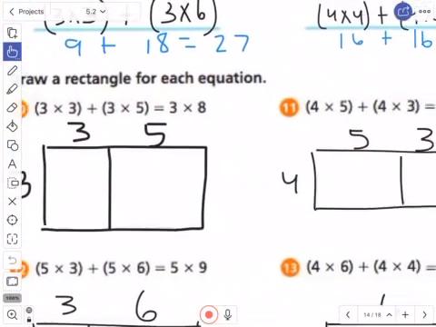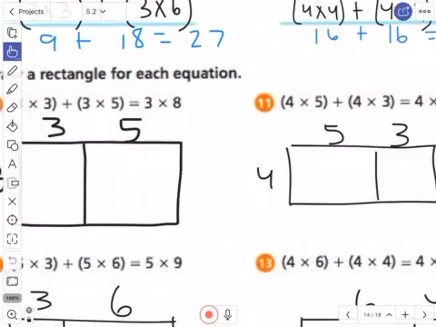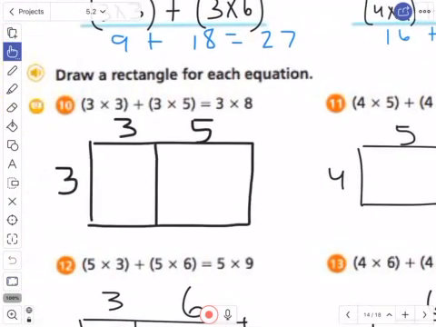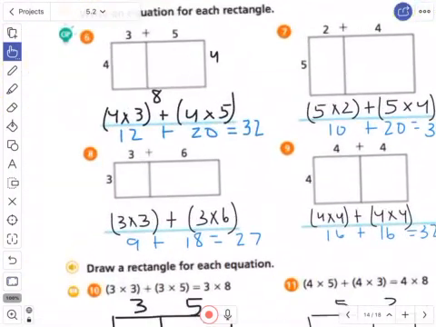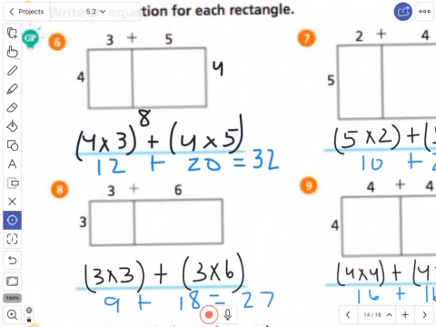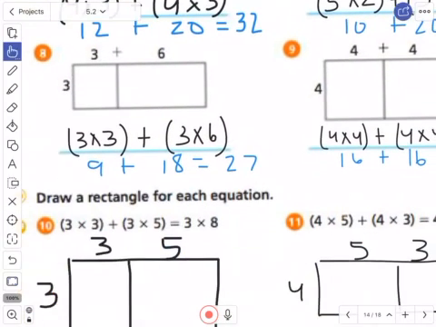We already did number 10. Number 11, you can check number 10 too there. Probably also should have you check that one too, just to make sure if you didn't get a chance to see it. 4 times 3 is 12. Plus 4 times 5 is 20, 12 plus 20 is 32, you can pause that.